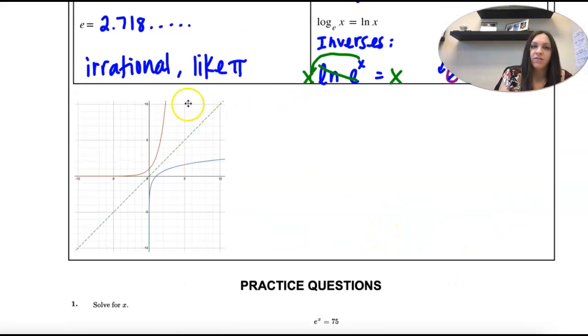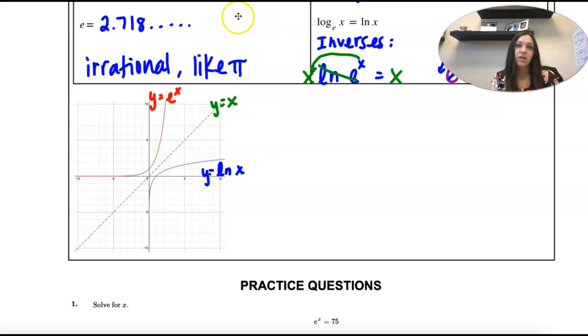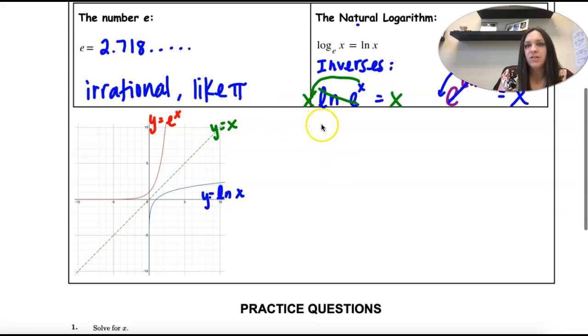So let's just look at a graph. Something with e is growing. So this red line, this is the graph of y equals e to the x. And this blue one, where it's growing slowly, almost flat, this is the graph of natural log of x. And when we reflect them over y equals x, that shows that they're inverses because they're a reflection of each other.